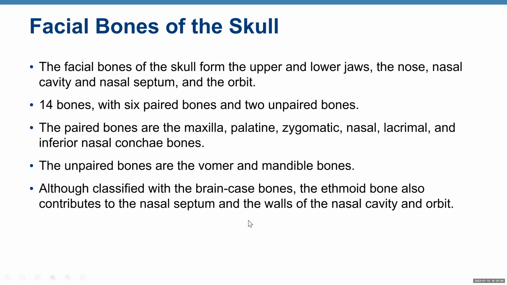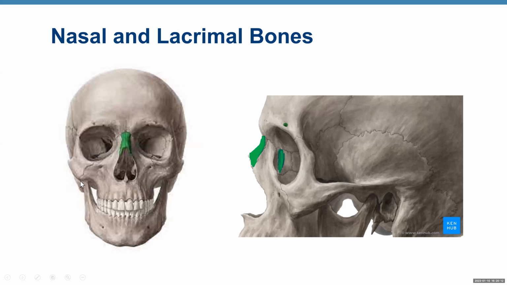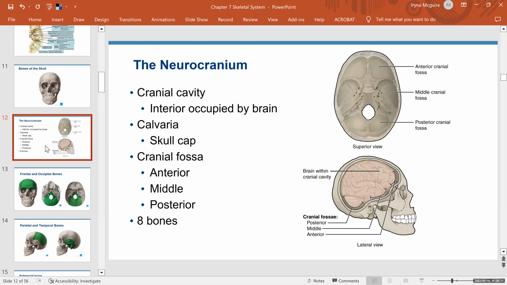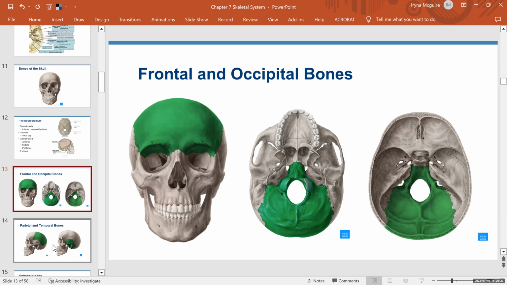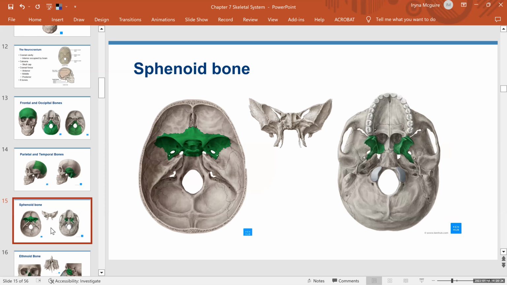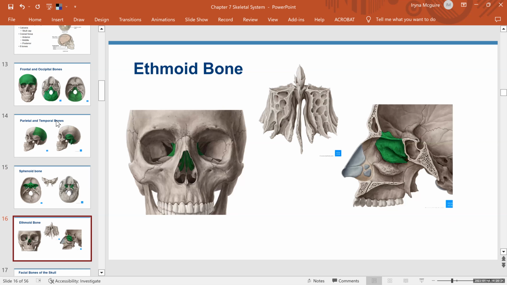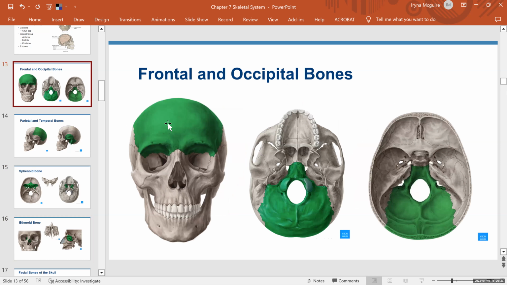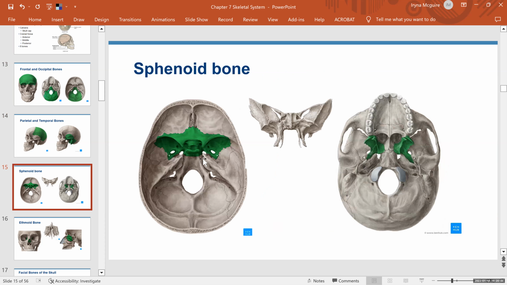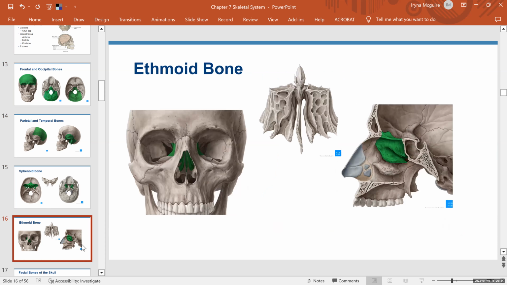Okay, so let's go back so we can review the 8 bones of the neurocranium. So we have frontal and occipital. We have 2 parietal, 2 temporal bones, sphenoid and ethmoid. So we should have 8. So 1, 2, 2 parietal, 3, 4, 5, 6, 7, and ethmoid is 8.